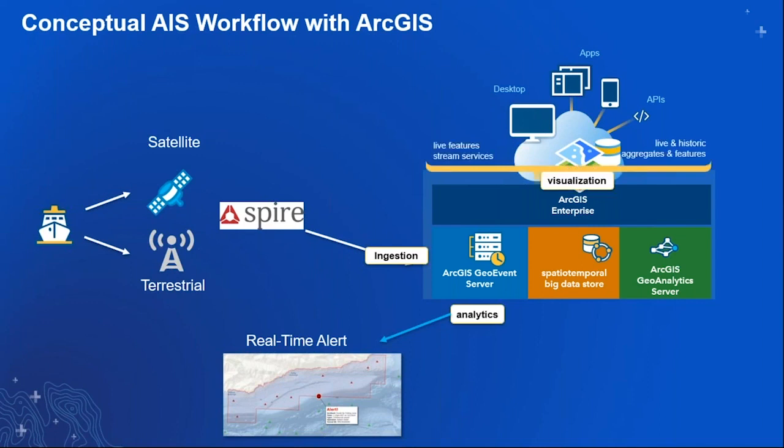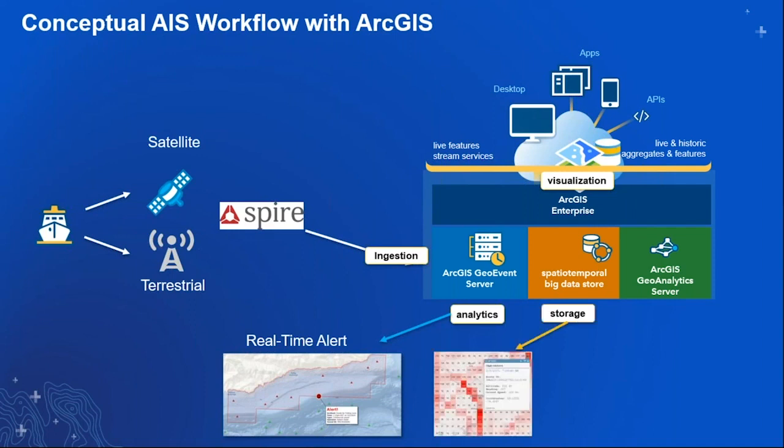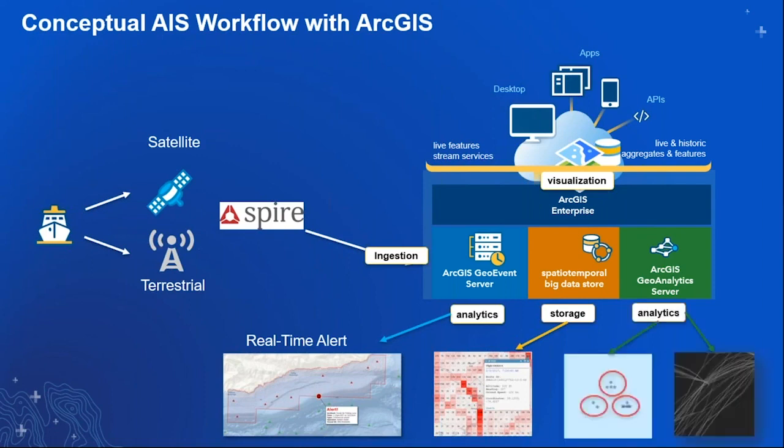You could also visualize the information in ArcGIS Enterprise as feature services or stream services, and that powers different dashboards and web apps. You might want to store the data in what we call a spatiotemporal big data store, and I'll show an example of this later. It allows for quick binning of the data, so you can zoom over to a new area, see where all the ships are at, and then actually get the information of the individual ships.